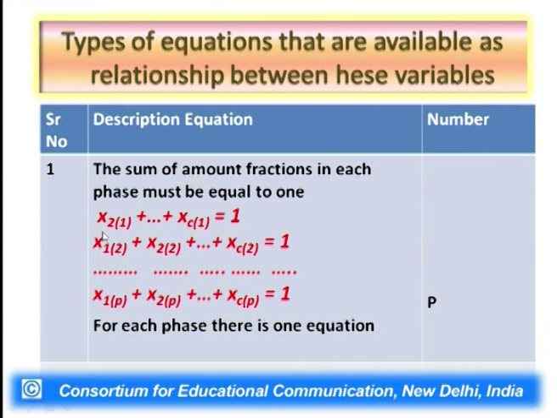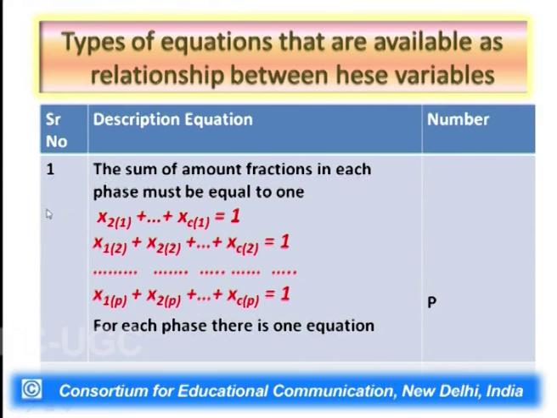So for this, we know that since component number 1 is not present in phase number 1, we start with amount fraction of component 2 in phase 1 plus amount fraction of component 3 in phase 1, and so on, up to amount fraction of component C in phase 1, equal to 1. The equation still exists, but the only difference is that the amount fraction of component 1 is not a variable because its value is apparently 0.